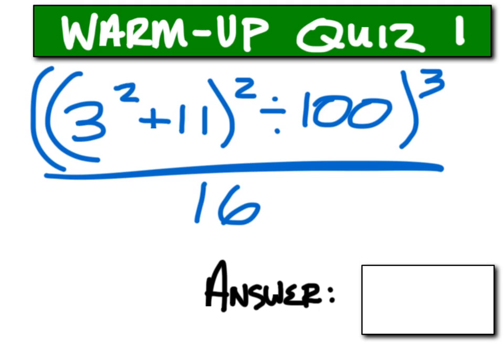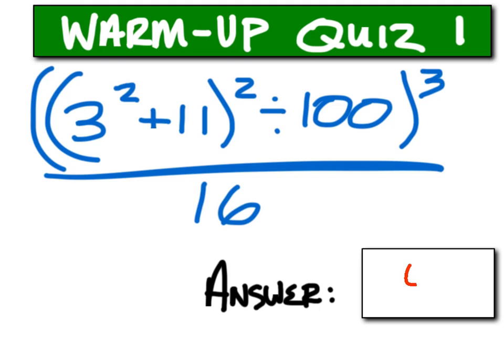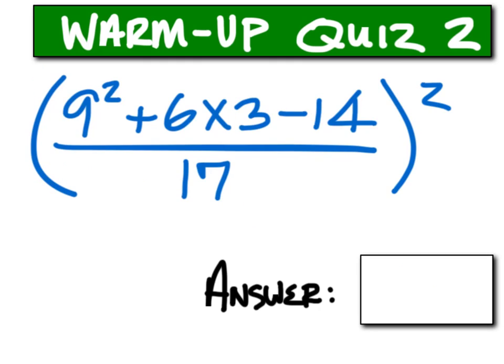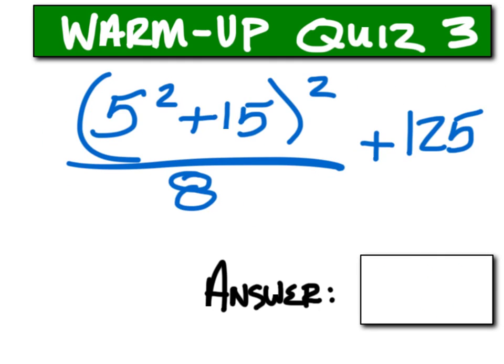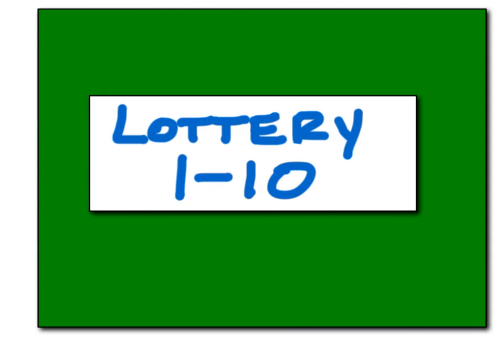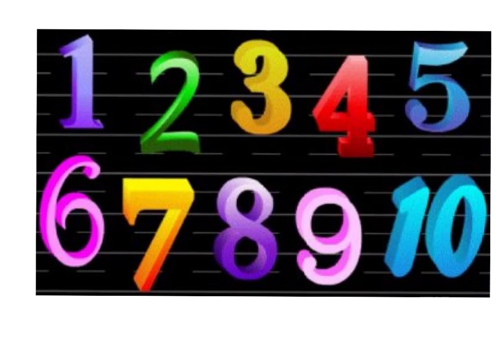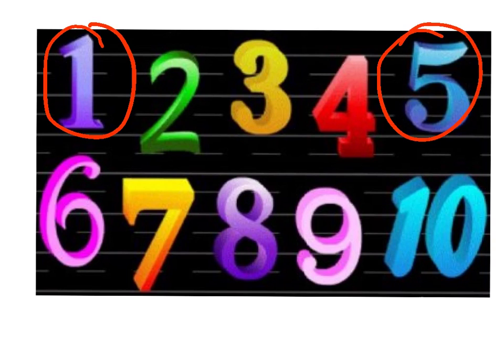Okay, answer on that one should be 4. Okay, answer on that one should be 25. Answer on that one should have been 325. Alright, go ahead and bring up your lottery number. Alright, winning numbers for today are 1 and 5.